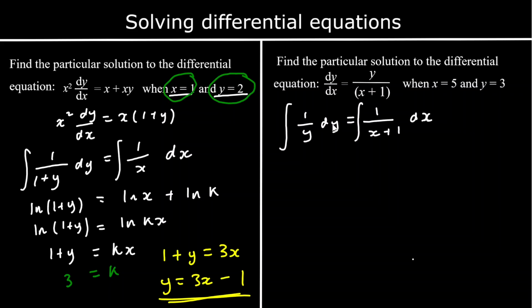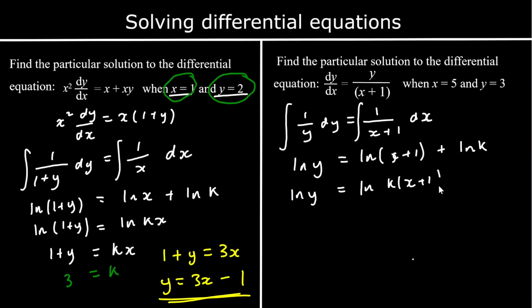1 over y integrated with respect to y is log y. 1 over x plus 1 integrated with respect to x is log x plus 1. And we add a c, but I'm going to add a log k because that's going to help me eliminate the logs. So we've got log y equals log k times x plus 1.